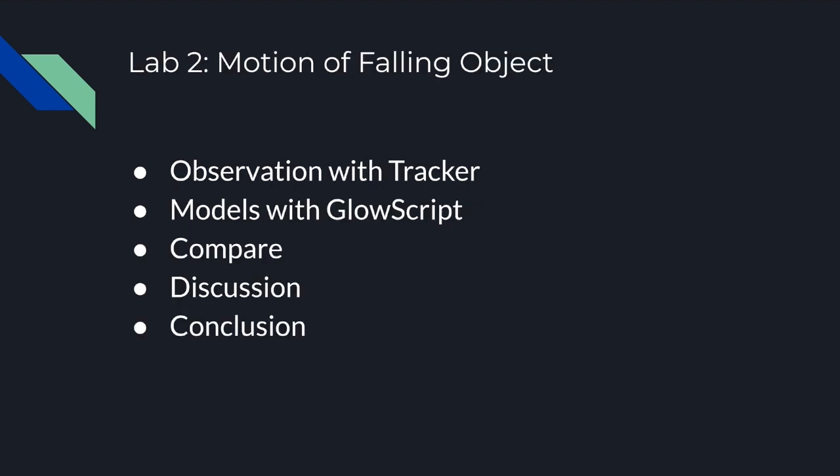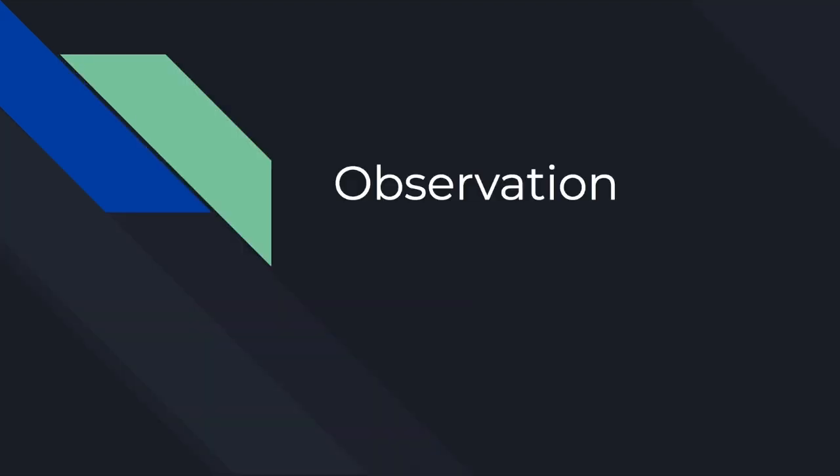We will first begin by looking at our observation in Tracker. Then we will program our two models using GlowScript. Next, we will compare the three data measurements and discuss their similarities and differences. Then we will answer some final discussion questions and conclude. Let's first look at our observation.